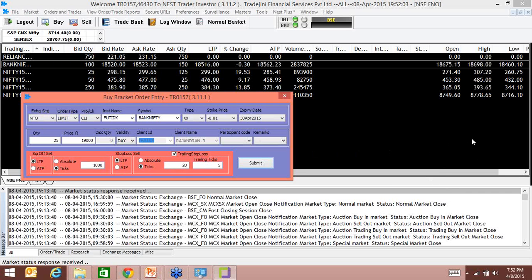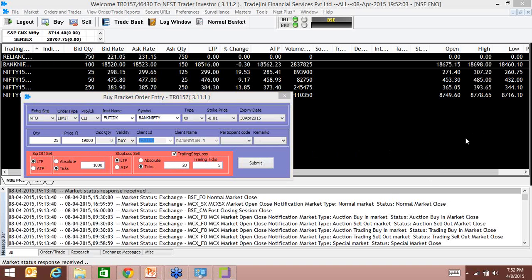Mr. Vasant, as of now, not even a single broker in India is providing a virtual trading terminal. And there is one more question from Rajesh Singham. He's asking, can I get a semi-automatic trading terminal? Rajesh, there is no differentiation between a semi-automatic trading terminal and a normal NEST trading terminal.